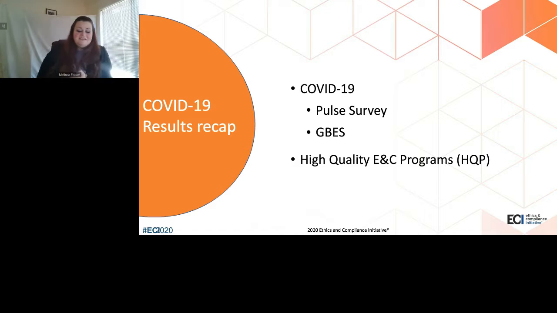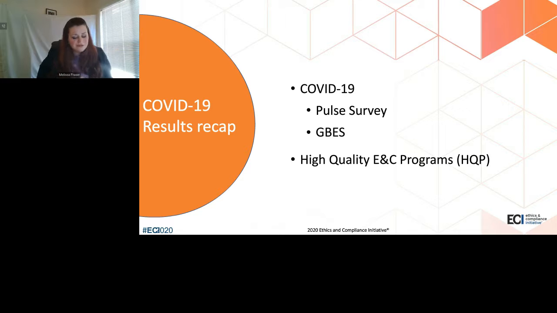GBS indicated that the more organizational change a company has within a year, the greater the rate of observed misconduct. So, as promised, how do high quality E&C programs, or HQPs, fit into all of this? The GBS data indicated that with HQPs, organizations have a stronger culture. A stronger culture has a positive impact on employees, which reduces overall observations of misconduct, and misconduct increases with organizational change.